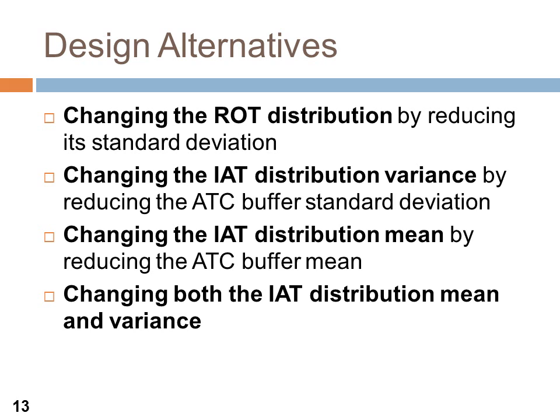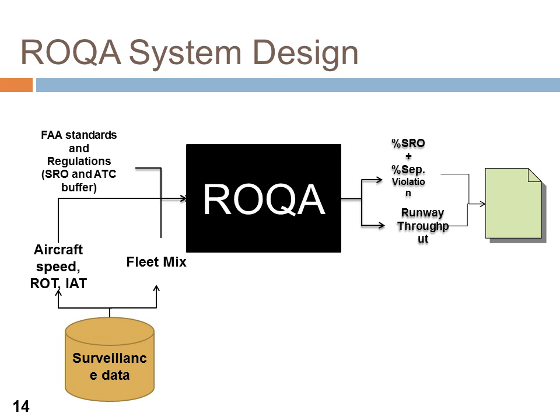This is a black box diagram of ROQA in order to show the inputs and outputs of the system. Our inputs are FAA standards, which include regulations on ATC buffer and SRO. And we also have surveillance data, which includes speed, runway occupancy time, and in-arrival time, aircraft info, and fleet mix of aircraft. Our outputs will be the percentage of SRO violations and separation violations and runway throughput.